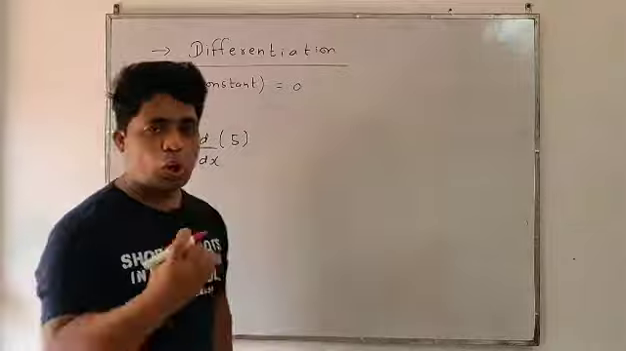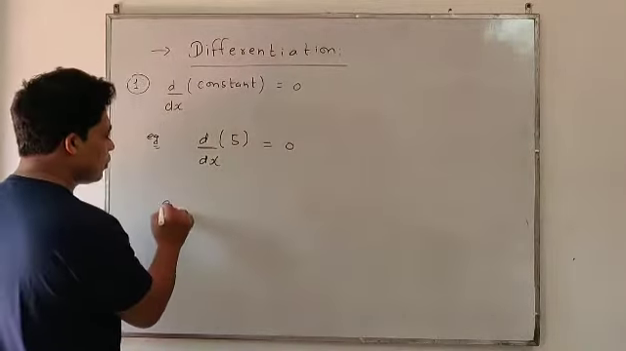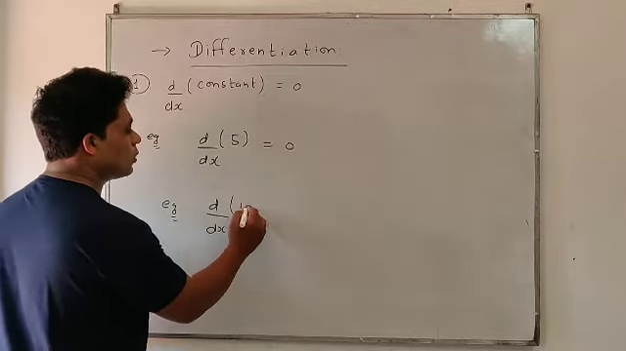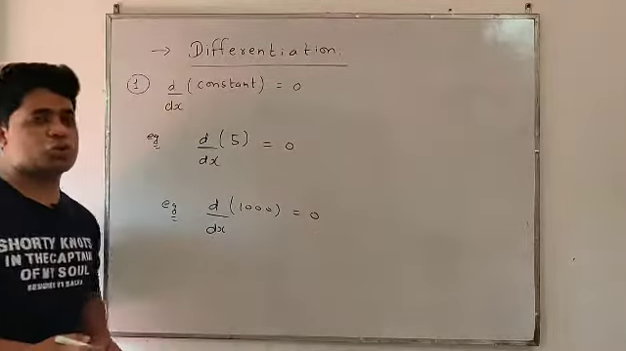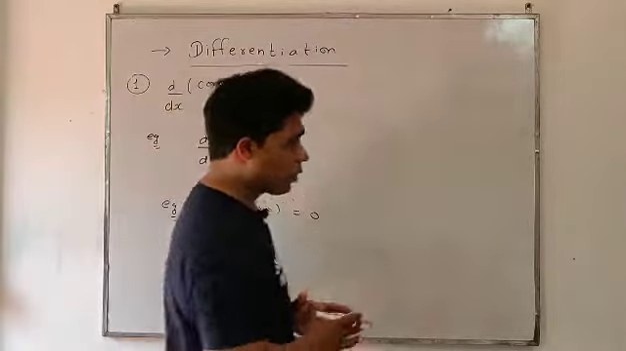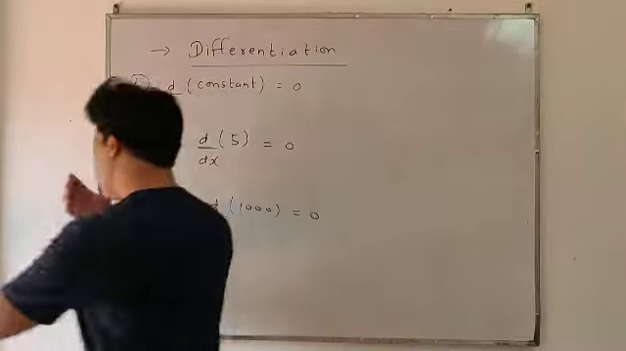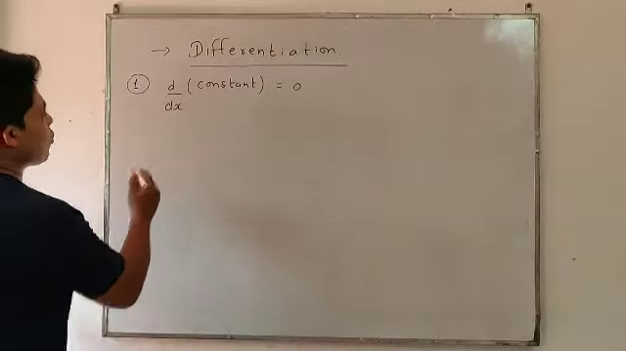For example, d by dx of 5. 5 is a number, all numbers are constants, so its differentiation will be 0. Suppose you have to differentiate 1000. Again 1000 is a number, that is a constant, so the differentiation will be 0. So our first formula is that differentiation of a constant will be 0.